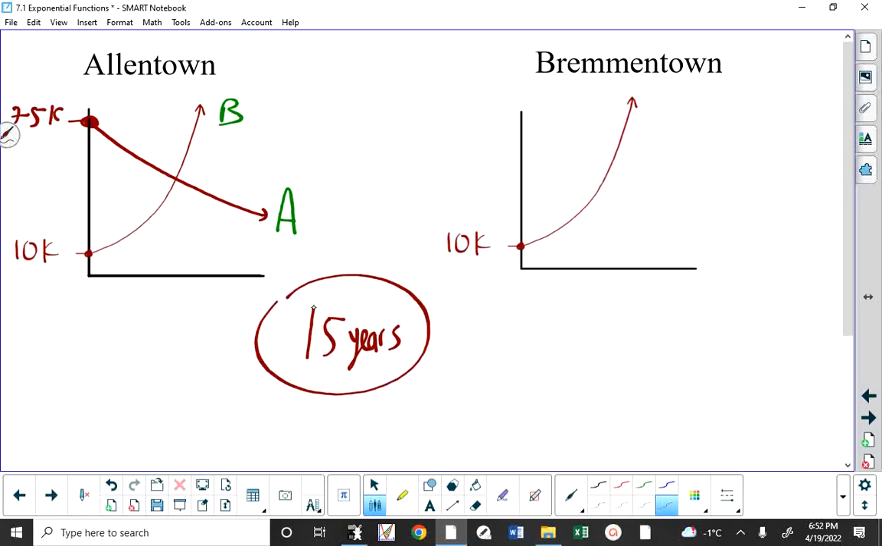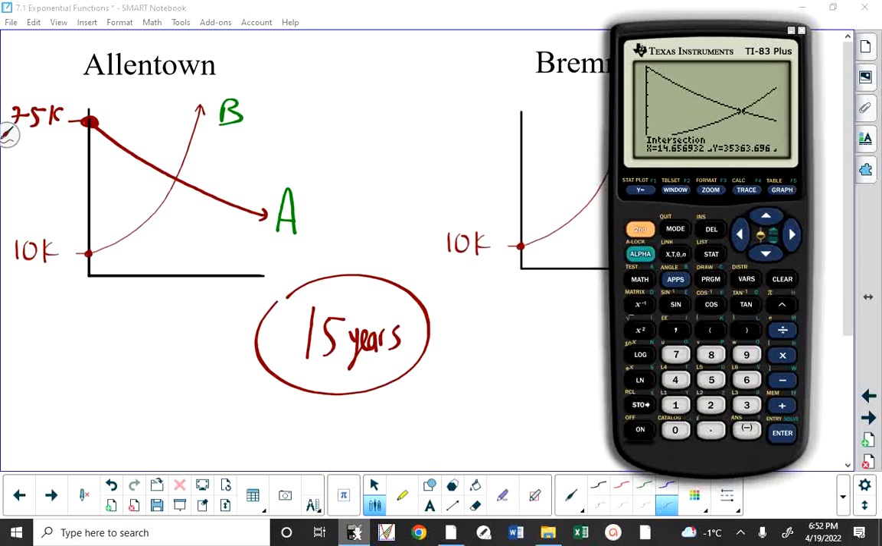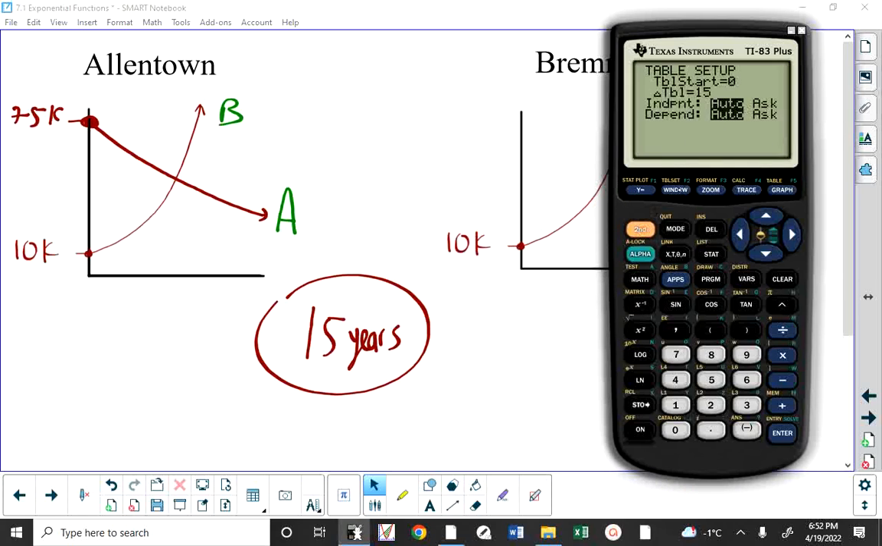I can demonstrate to you that we could have solved this using our tables. I could have set up my table. I just hit second window to start at 0 and go up by 1 automatically. Go to my table and see that Allentown is decreasing, Brementown is increasing at 12 years, 13 years, 14 years. At the end of 14 years, Allentown still has more people. But when you get to 15, after 15 years, Allentown is lower. So we could have answered it that way.